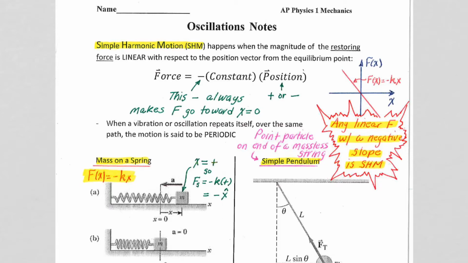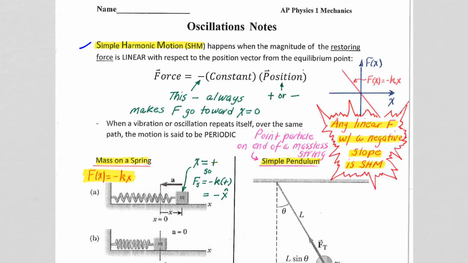In our oscillations chapter, we are going to study a very specific type of oscillatory motion, namely simple harmonic motion. Simple harmonic motion is a very specific type of oscillation. It has a very specific mathematical structure that goes with it. We're going to cover that in this unit.